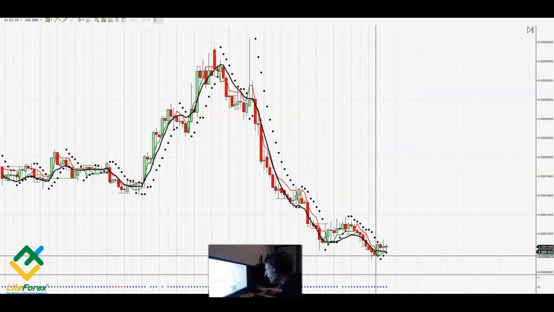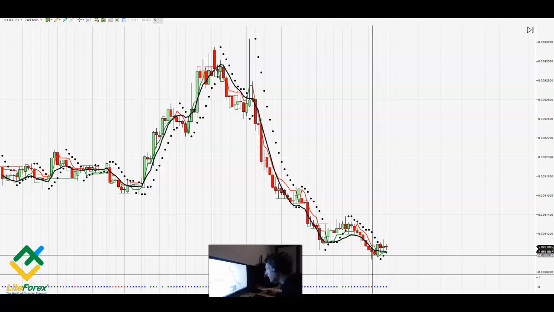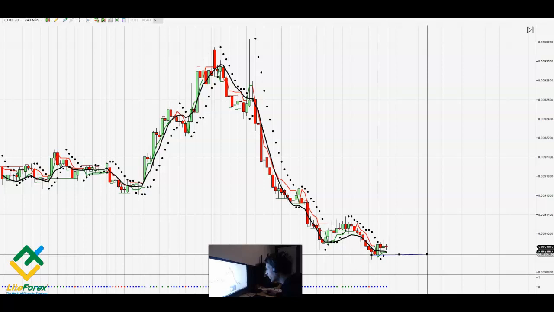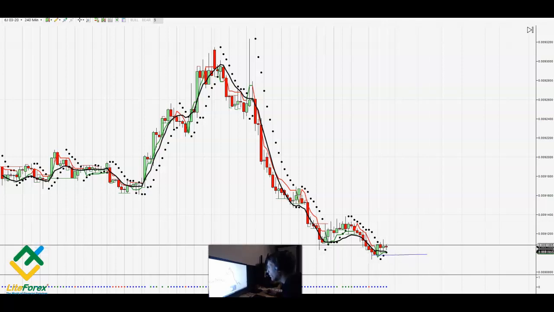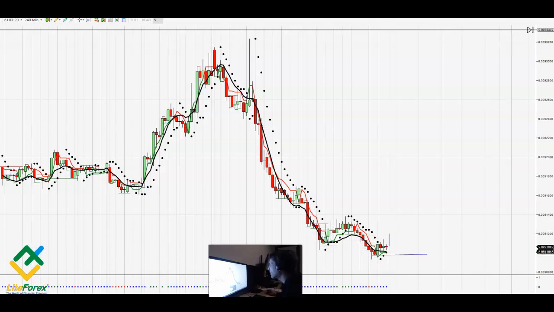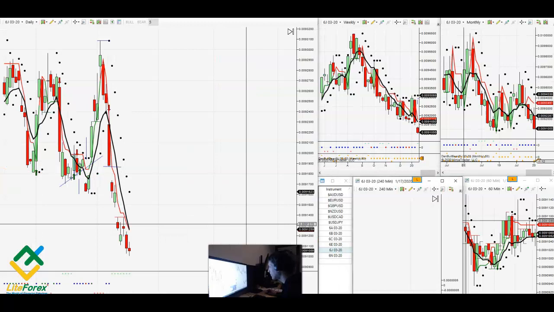Well, on the 240, there's definitely some support here at 0.009097.5. That price was hit twice. It looks like we're trying to form a bottom. It definitely looks more like we're trying to form a bottom here, which would send this higher and the USD yen lower.